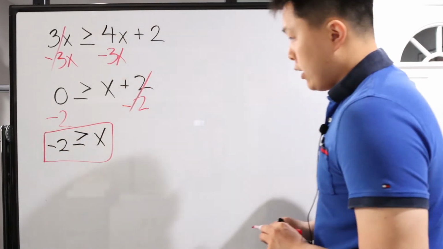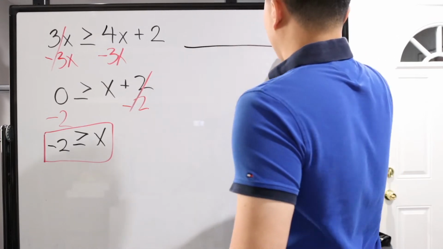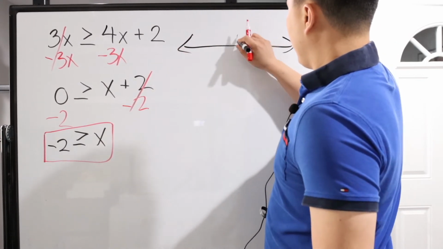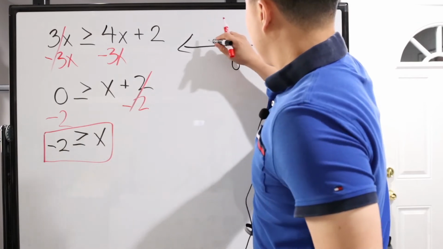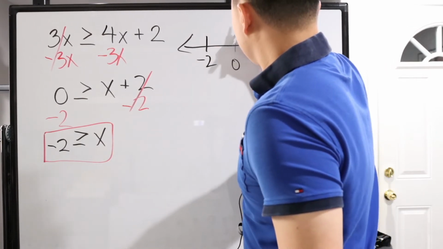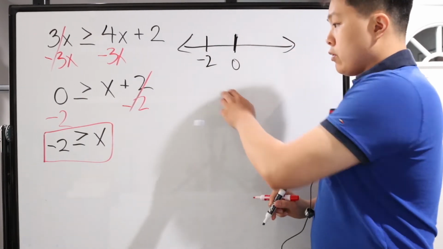Now we want to graph it. First and foremost, once again, we have our number line. We have 0 right here. And now we're worried about negative 2. Let's make it easier to see. All right, so negative 2 is right here.